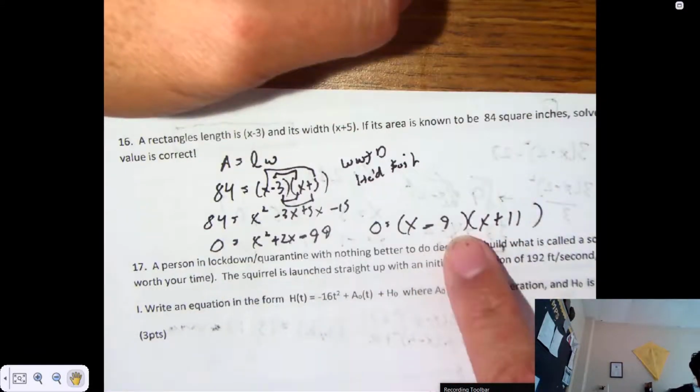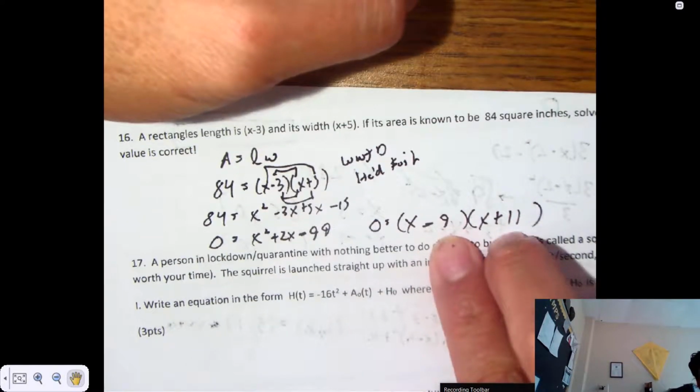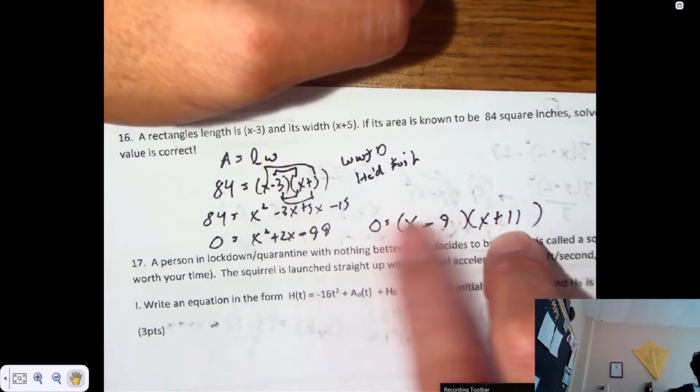Factors of 99 are 9 and 11. And 9 and 11 will get you to your goal, so long as the 11 is positive and the 9 is negative, because that's going to create a negative 99, and 11 minus 9 is a positive 2. So it's going to work. So I know that x is either 9 or x is negative 11.